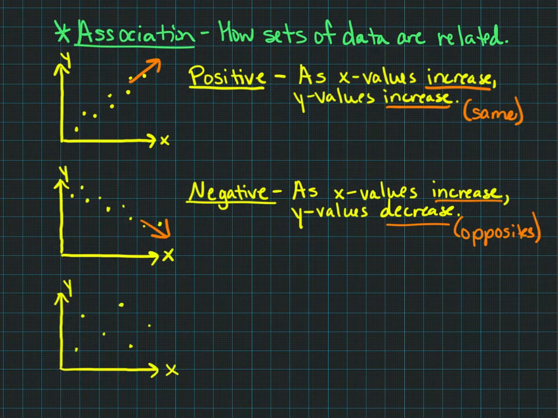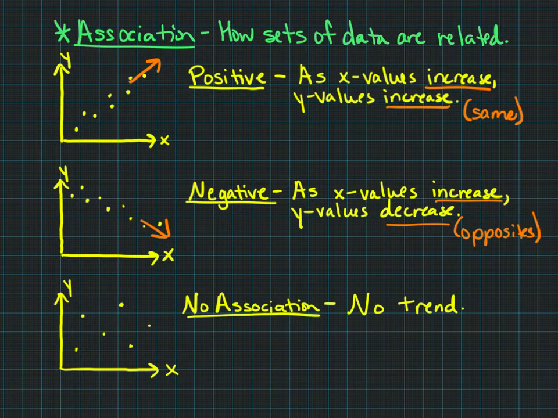In this third graph, if you look, you notice the points are all over the place. There doesn't appear to be any trend going up or going down or anything. It's just no trend. So we call that no association. There is no trend if there's no association.